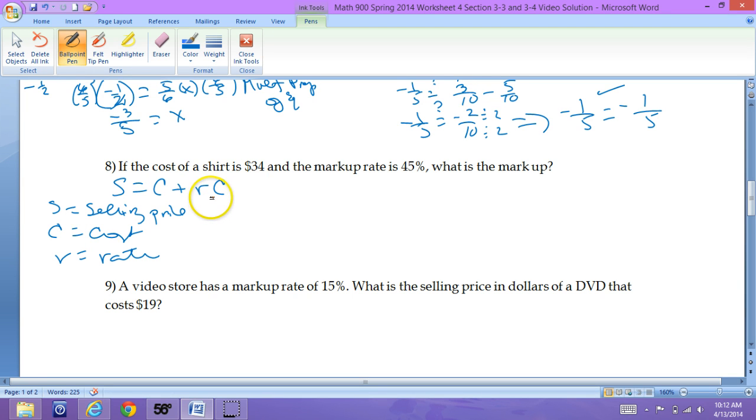Now, what's RC? R is the markup rate. In fact, I should put markup rate, and we'll put markup here. So it's the rate, that's the markup part of the rate. So if the cost of a shirt is $34, so we know C is 34, and the markup rate is 45%, and at this stage, I will be okay with you writing 0.45 at this stage in the game.